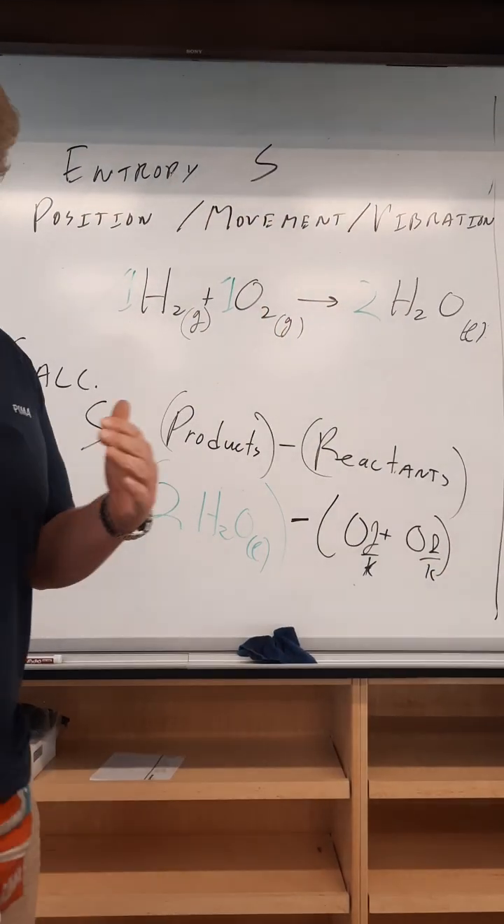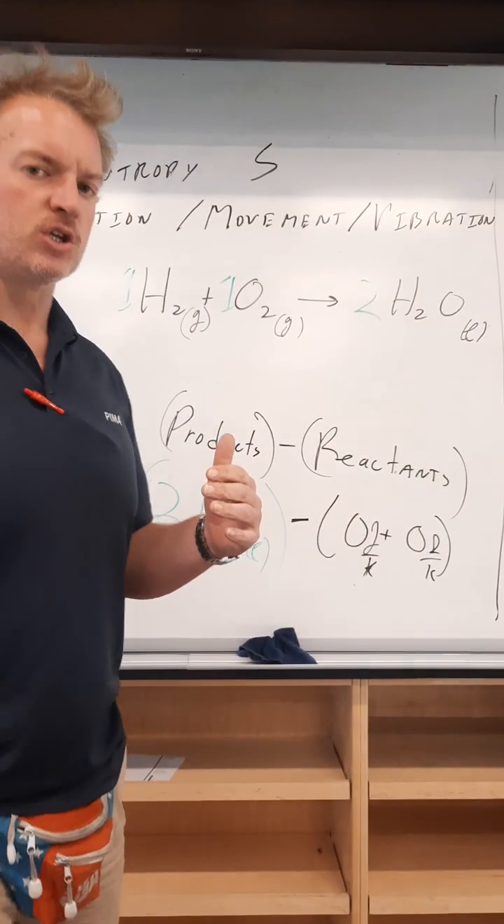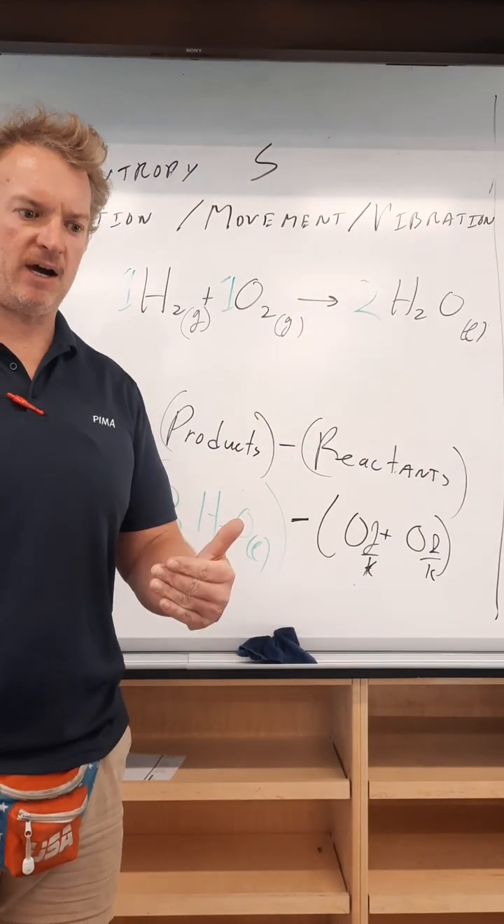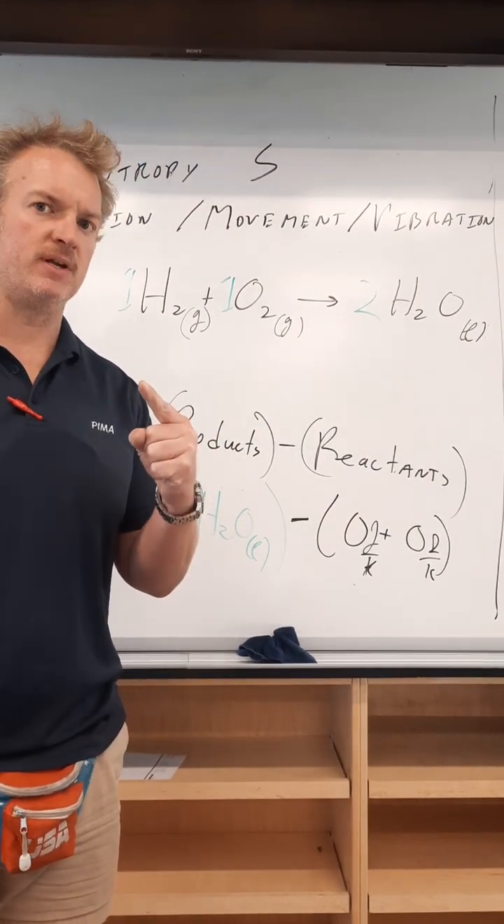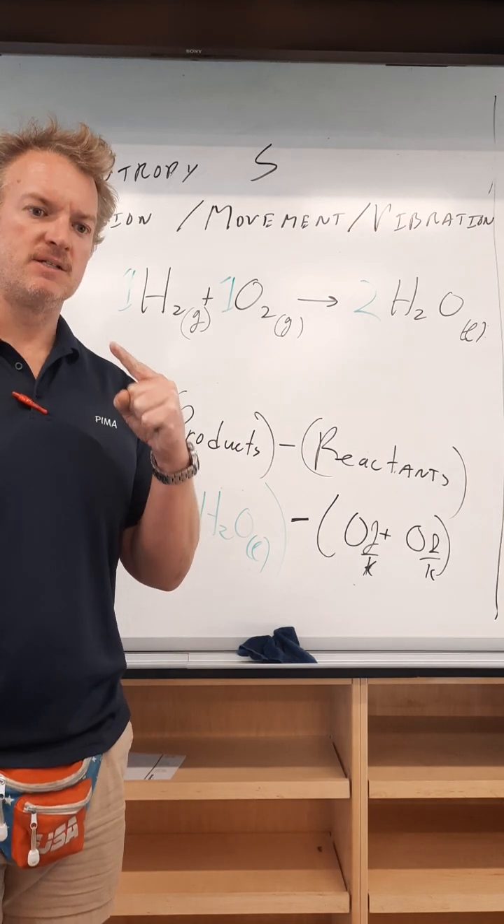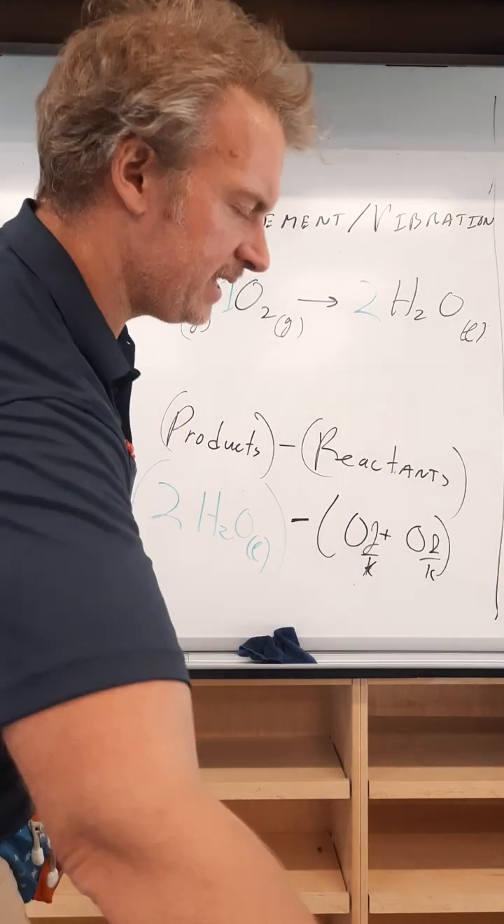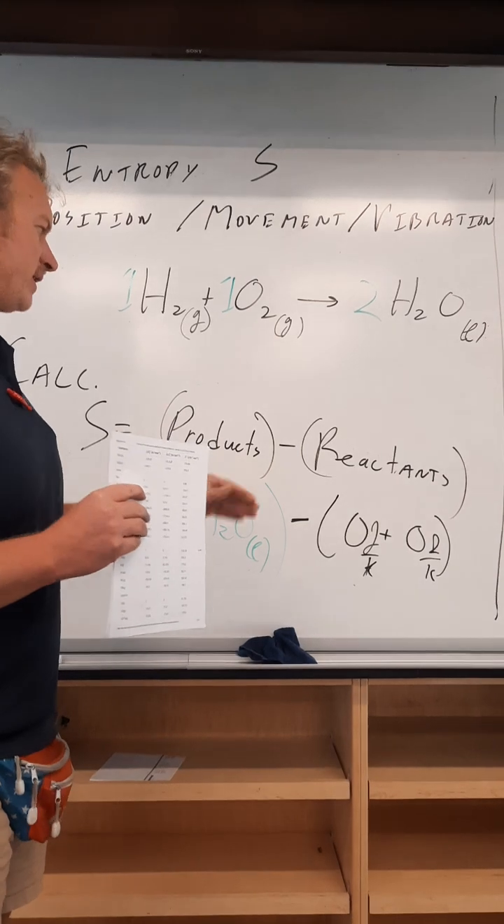When working with delta S, you need to be able to predict and calculate. We have one method for calculating delta S, and that is using the table, products minus reactants.